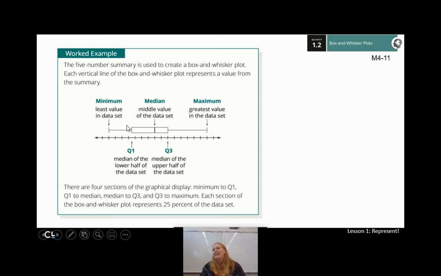But what this does is that each section, so like this line, this half of the box, this half of the box, and this line on the end, each section of that box and whisker plot represents 25% of the data set. So 25% of my values would be here, another 25% here, another 25% here, and the last 25% out on the end. Literally, that's why they're called quartiles. We're breaking it up into quarters. A quarter of my information, a quarter, a quarter, and a quarter. This is why a box and whisker plot is kind of cool, kind of easy to use.